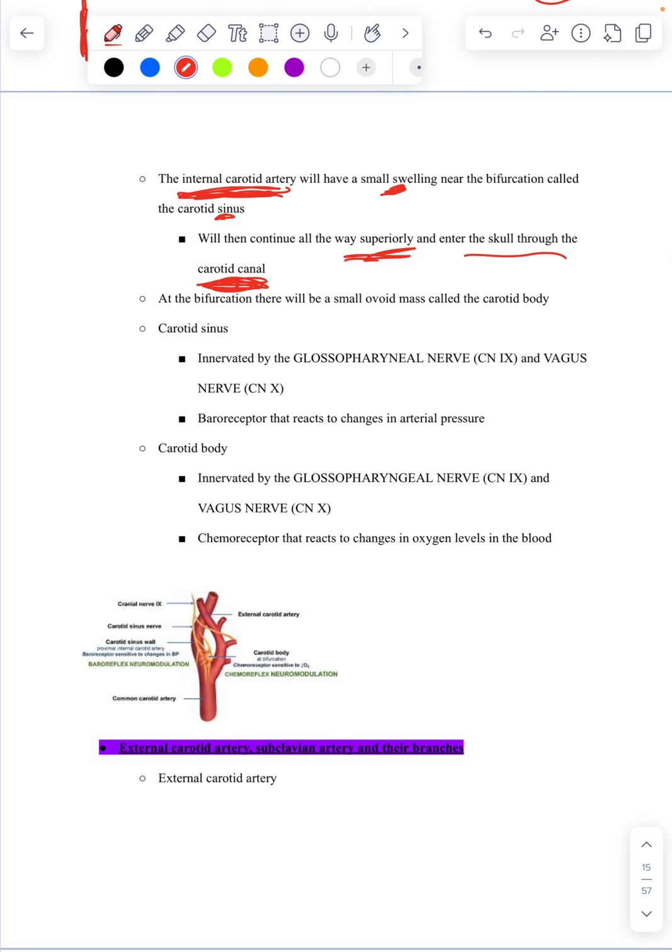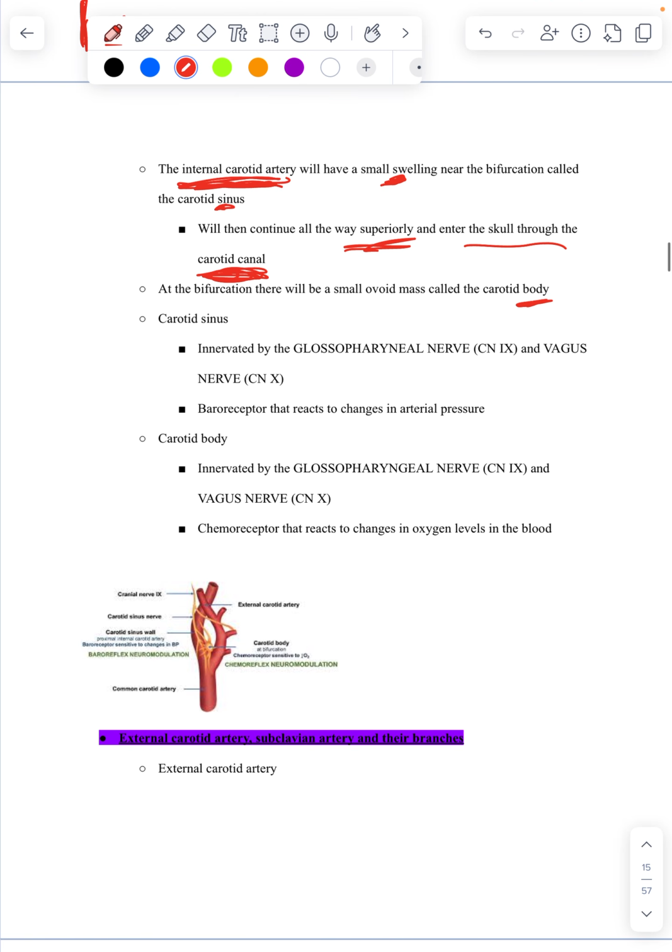Now, at the bifurcation, you also have something called a carotid body. So, the sinus, which is the swelling on the internal carotid artery, is a baroreceptor. So it reacts to changes in arterial or blood pressure. The body is a chemoreceptor, which reacts to changes in oxygen levels in the blood. So both of these are innervated by cranial nerve 9 and 10.